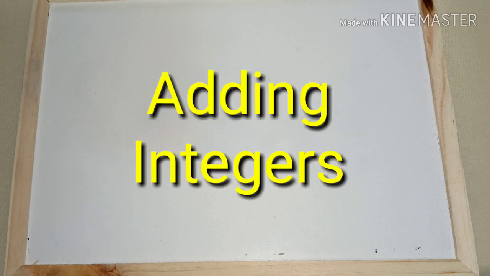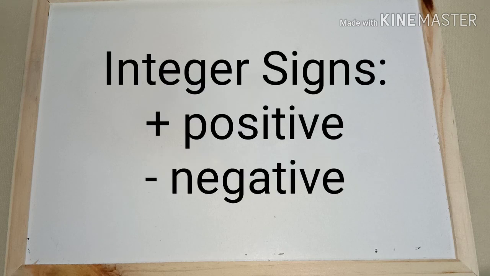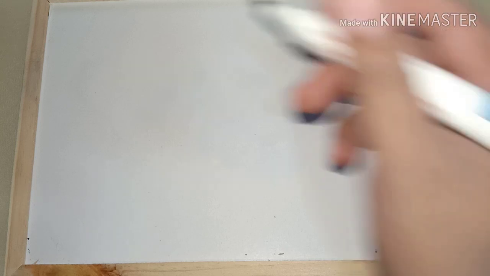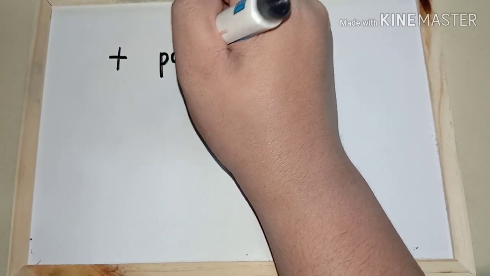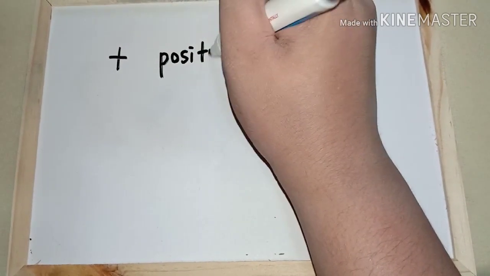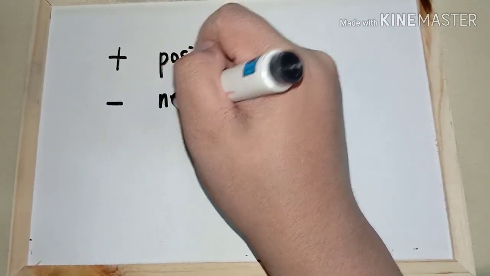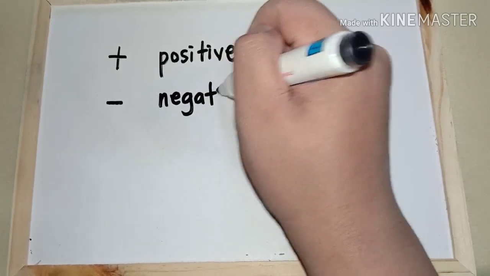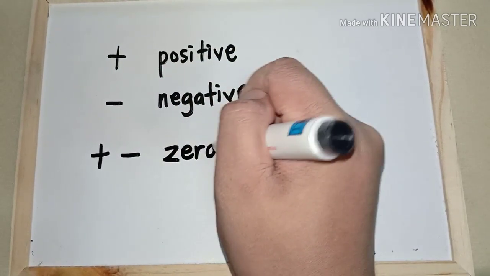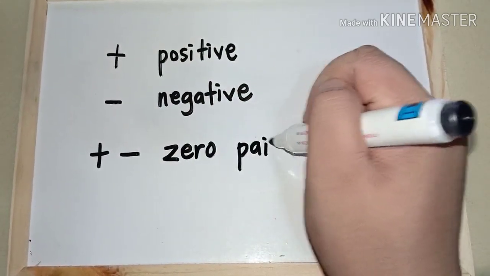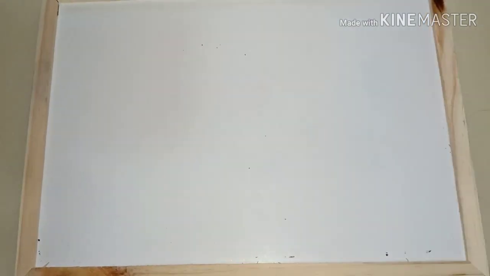For today, I'll be teaching you how to add integers using integer tiles. So I'll start now. Let's use this symbol for positive numbers, and we will use this symbol for negative numbers. So if you have a positive and a negative number, you will get a zero pair. Now I'll show you some examples.